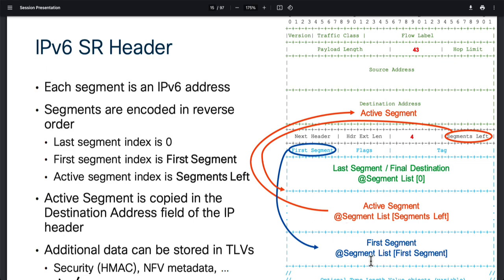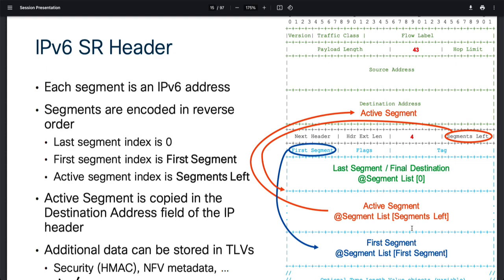And then you have your first segment, which is your starting point, and that goes under this particular first segment. So these segments are simply 128-bit IPv6 addresses. Keep that in mind. This slide talks about it, but it is pretty important that I also mention that these segments are encoded in the reverse order of the path. That means the last segment is 0. The first segment is at the index indicated by the SR header.